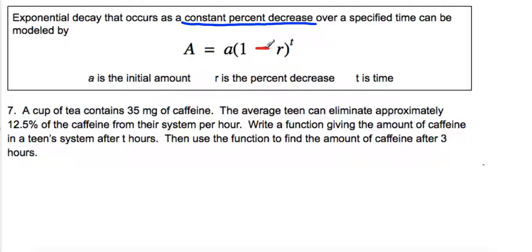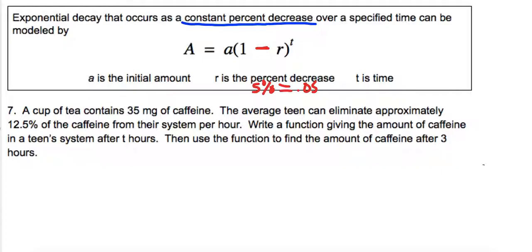We're losing something. Okay, the little a is still the initial amount, however much you started with. R is still the percent decrease. Make sure you move the decimal point. So if it's a 5% decrease, you're putting in 0.05. And t is the time. T could be years, minutes, hours. It just depends on the problem. But the key is the minus sign. So we'll check out an example.